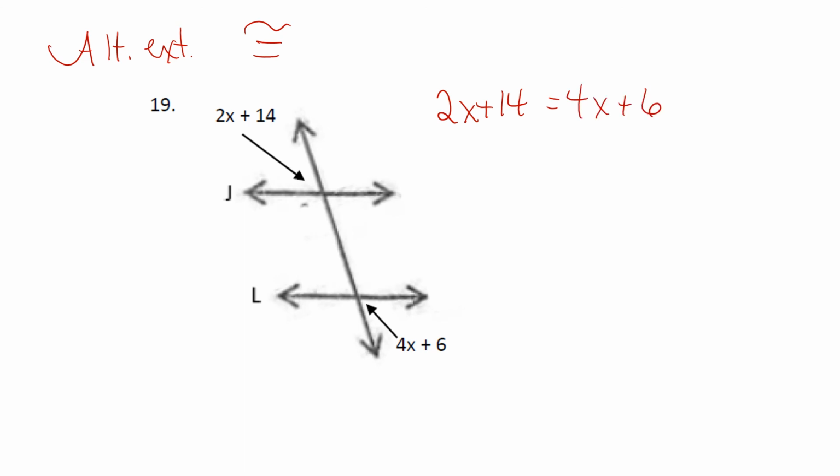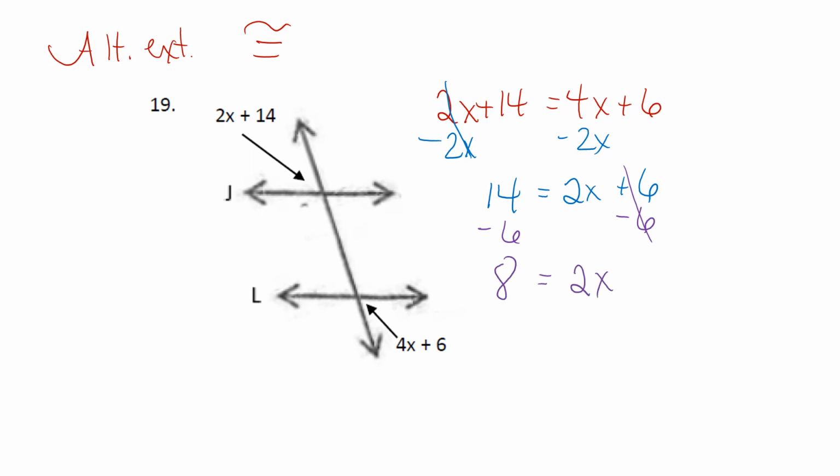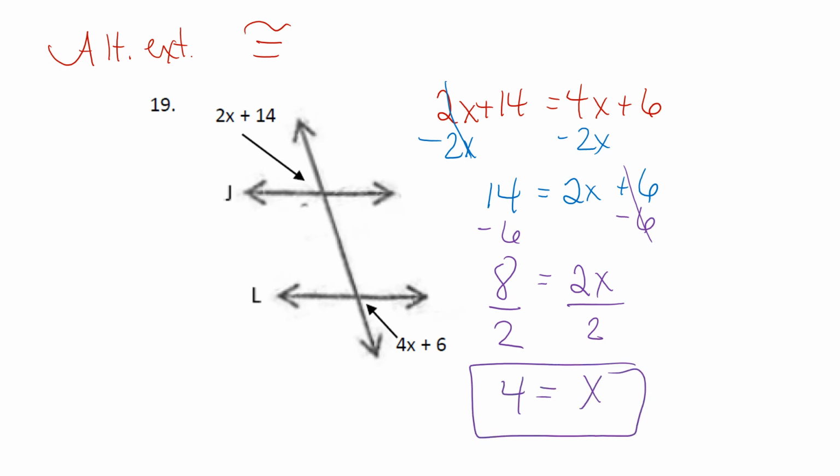So I'm going to start out by subtracting 2x on both sides of the equal sign, leaving me with 14 equals 2x plus 6. And then I want to subtract 6 on both sides of the equal sign. And that's going to leave me with 8 equals 2x. And then my last step would be to divide both sides by 2. So x does equal 4.